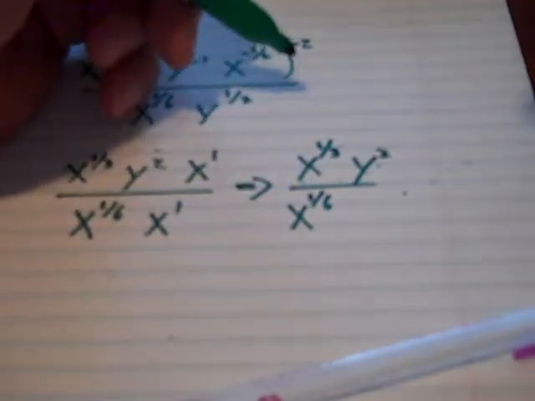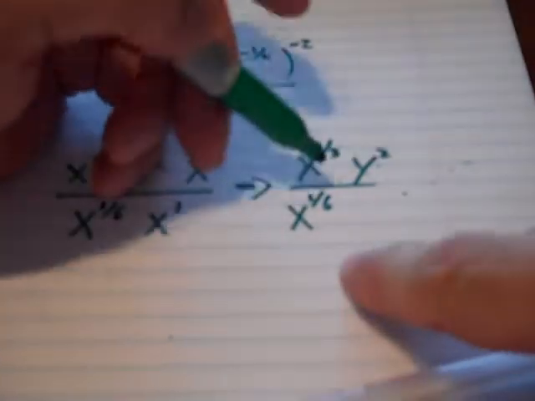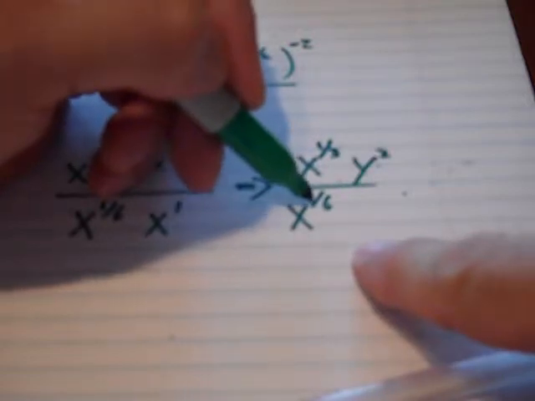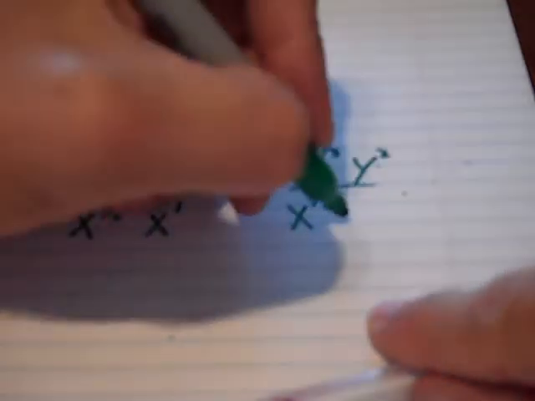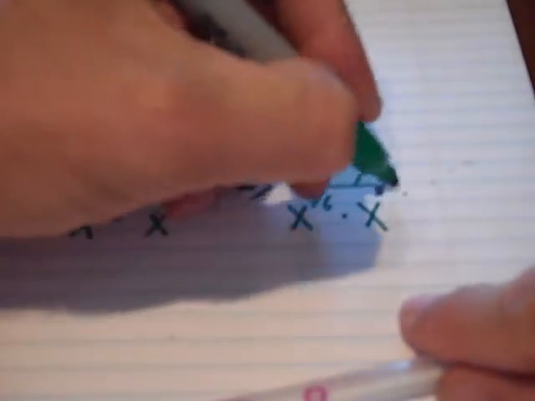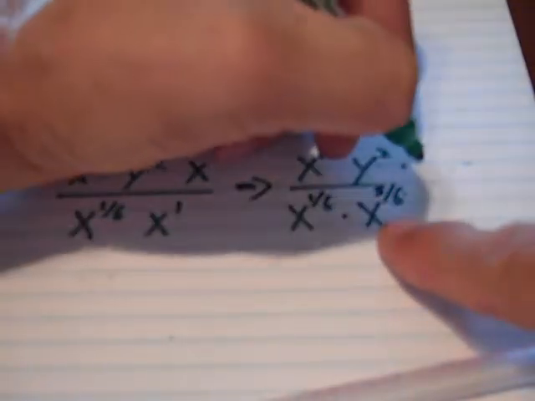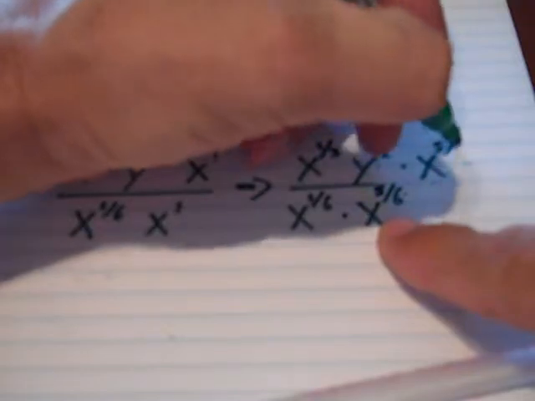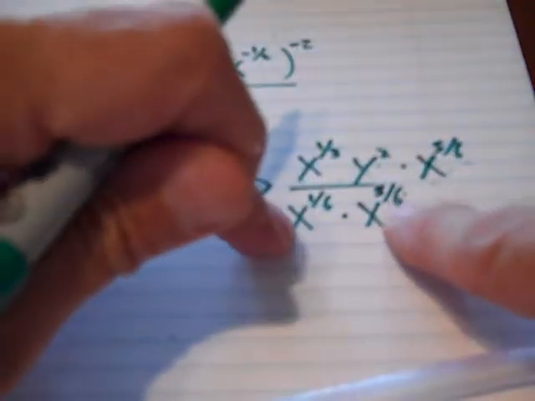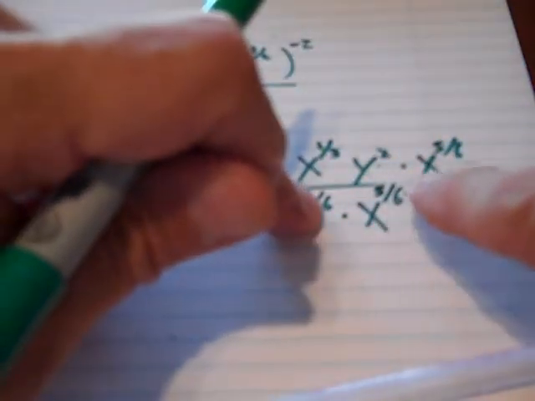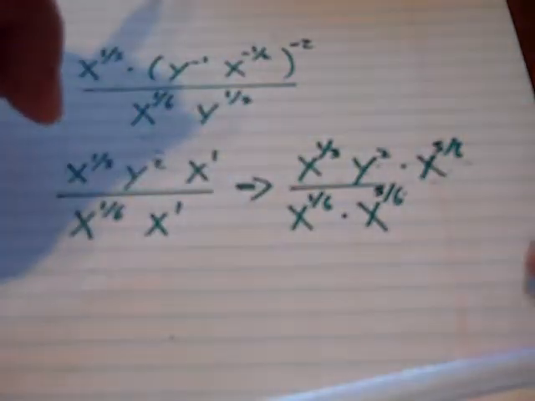Well, I know that if I want to change this fraction to an integer, I'm going to need to multiply by x to the 5/6. Now, why am I multiplying by x to the 5/6 both in the numerator and the denominator? Because I know that when I multiply by x to the 5/6 and I add 1/6 plus 5/6, I'm going to get 6/6, which is the same thing as 1.